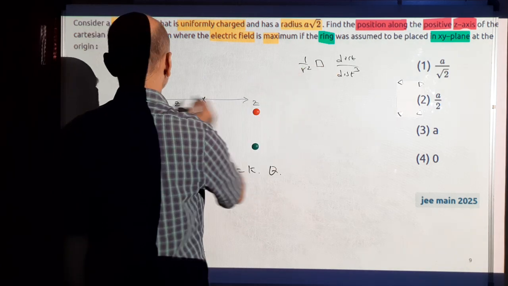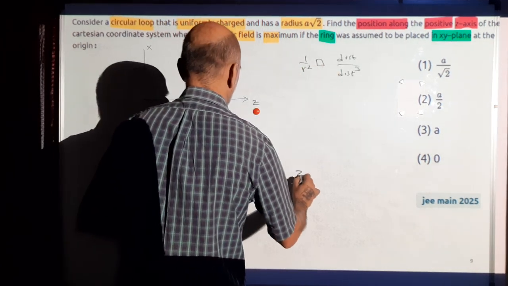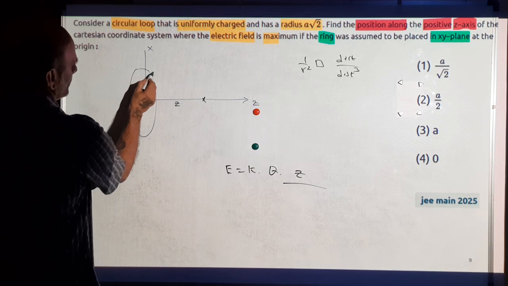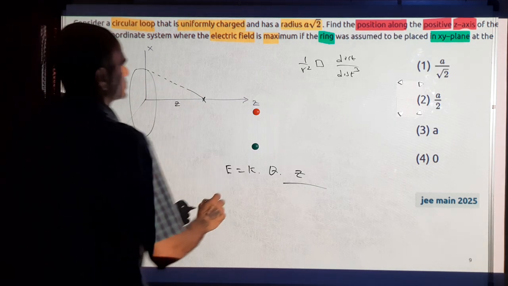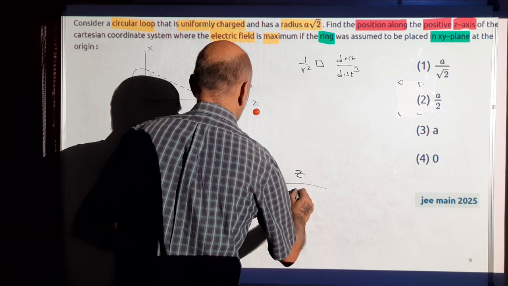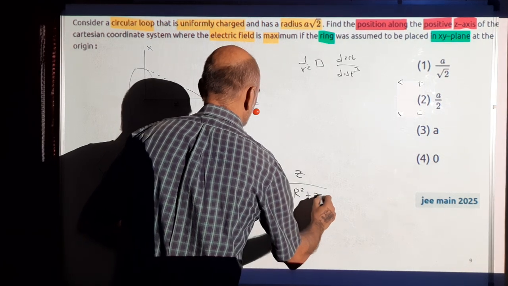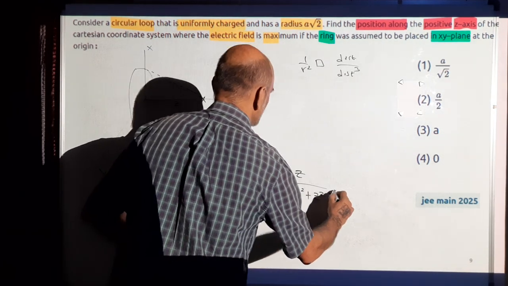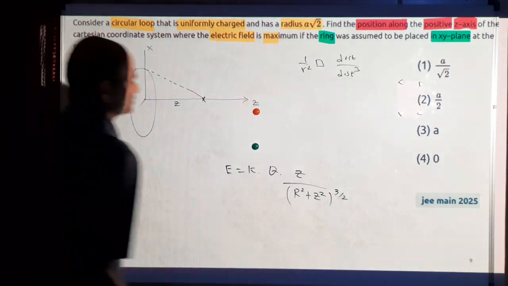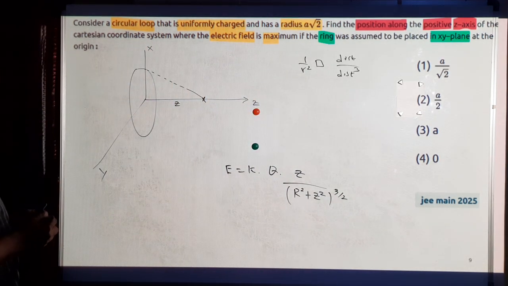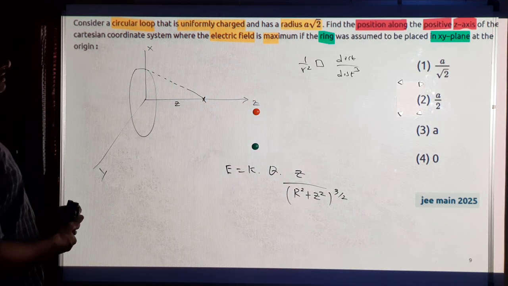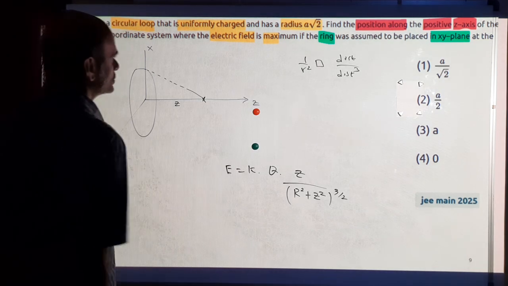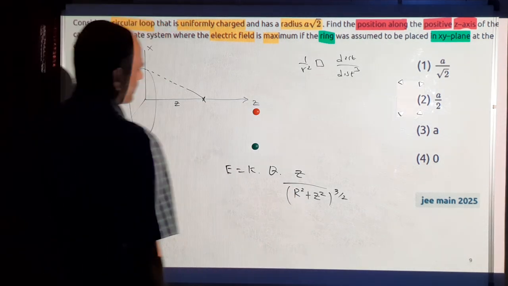The distance in the numerator is the axial distance, which is z, and the denominator is the hypotenuse distance, which is square root of r square plus z square, into that cube. So it will become 3 by 2. So this is the formula for the electric field along the axis of the ring, which is uniformly charged. So we can certainly use this formula. So this is a function of z.